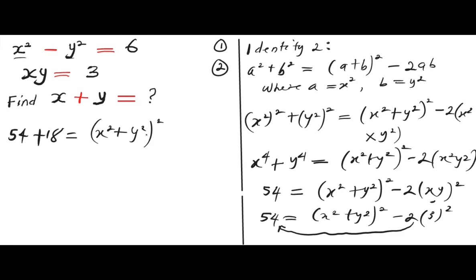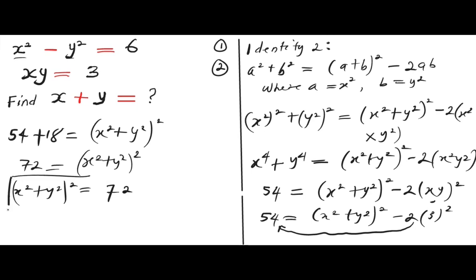Okay, so you have 54 plus 18, and this is equal to 72, equals x squared plus y squared all squared. Okay, so let's rearrange the equation. So we have x squared plus y squared all squared equals 72. Okay, so we can take the square root of both sides, right? So let's take the square root of both sides. The square root here will cancel the square. So you have x squared plus y squared equals plus or minus the square root of 72.